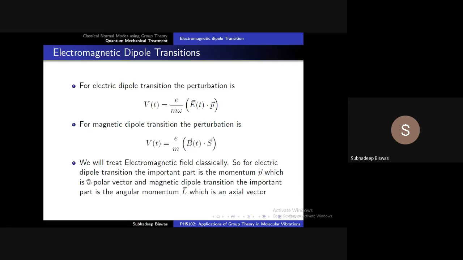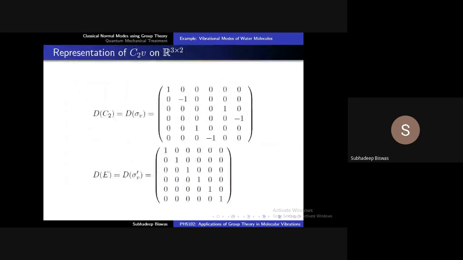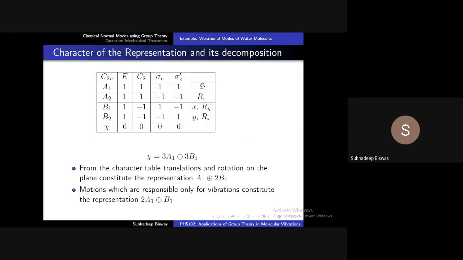B2. But if we are considering electric dipole transition, then this dipole moment is a polar vector. By polar vector, what we mean is something which transforms as the x, y, z basis functions. So the polar vector will also appear in these rows A1, B1, and B2. So when we consider only the electric dipole transition, we should be looking at only A1, B1, and B2.